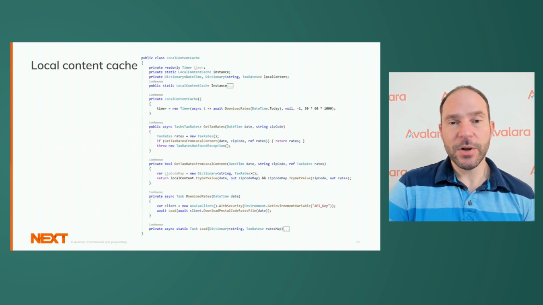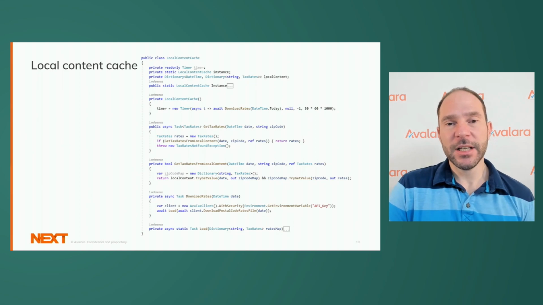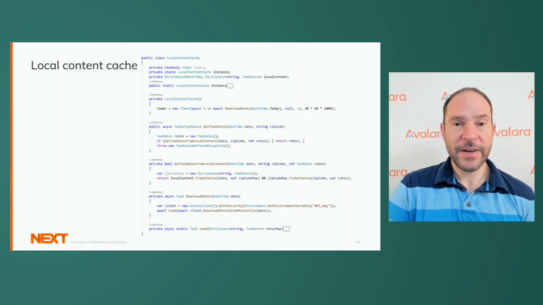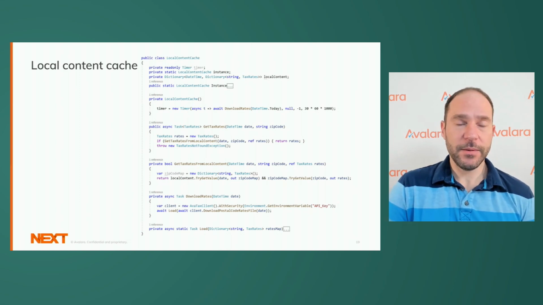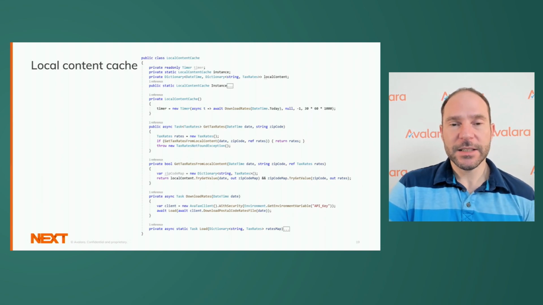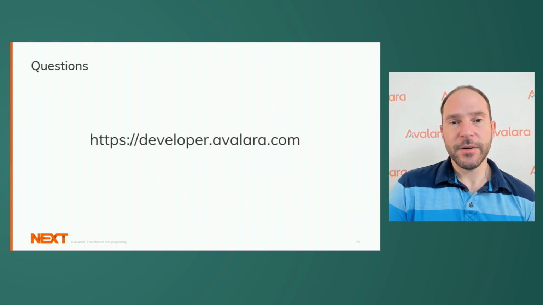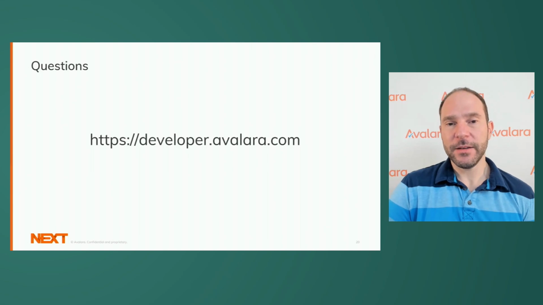And here's some pseudocode of an example of a local content cache. So it downloads the file every half hour. It checks for a new file. The file is updated every 24 hours. So a half hour is a good interval to make sure that you've got the most up-to-date one. And then it parses the file and makes it available to the program so that it can calculate taxes while there's a connectivity issue. And so there's certain taxes you can calculate and certain you can't with that. So again, if you go to developer.avalara.com, you can read the documentation for that API and all of our APIs.